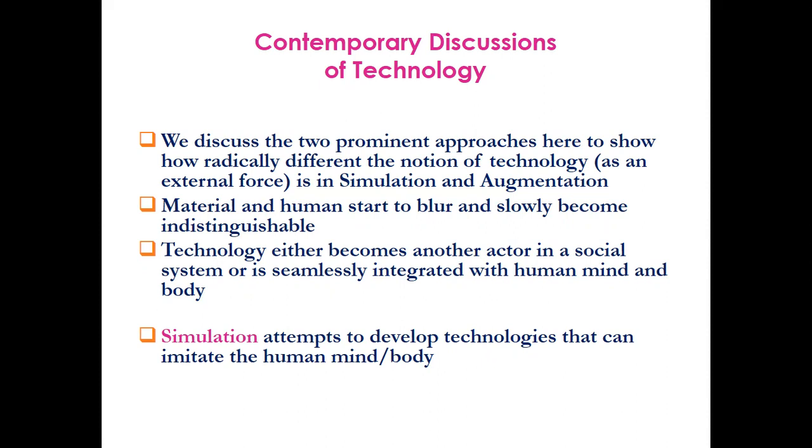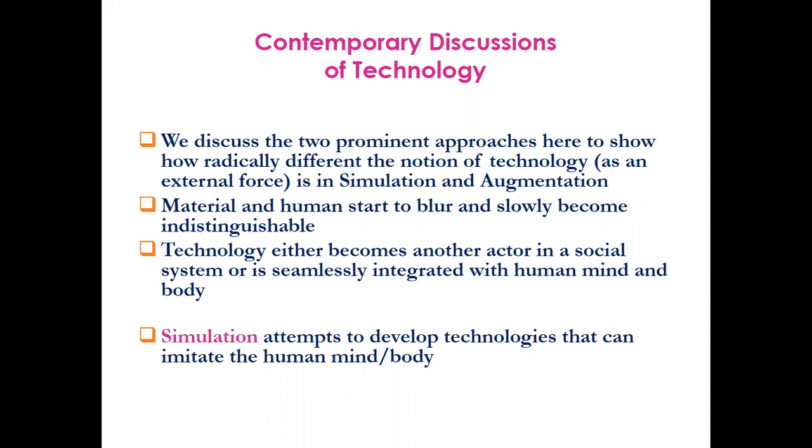Material and human start to blur and slowly become indistinguishable. So technology either becomes another actor in the social system or is seamlessly integrated with the human mind and body. These you will see in simulation and augmentation.